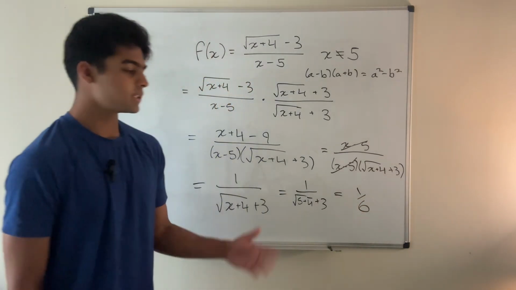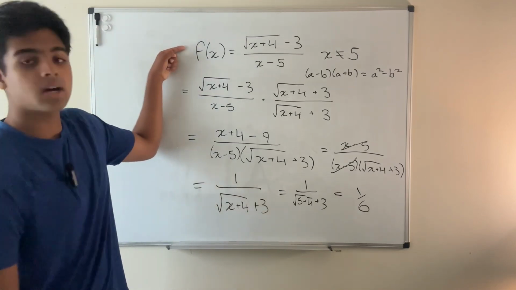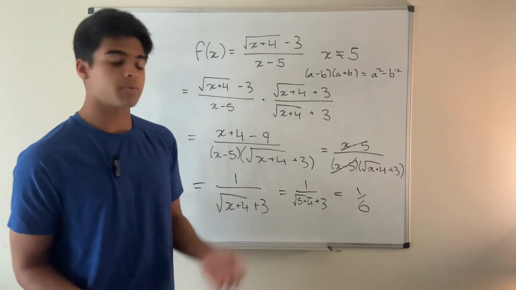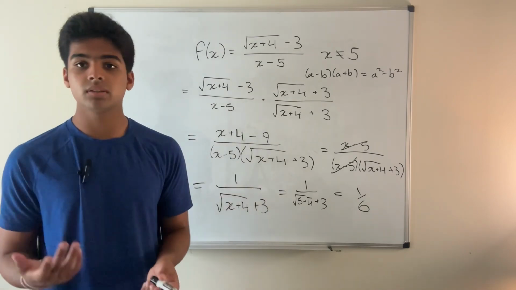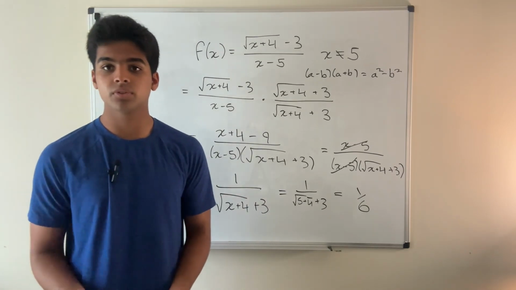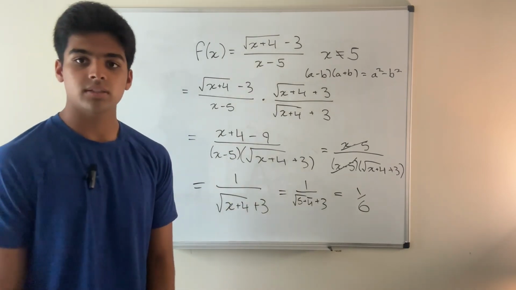So here we can see that this function, although it's the same exact function as the top function, all we did is multiply by the conjugate. It's the same exact function, except now it is continuous when x equals 5. And that's how we remove the discontinuity using rationalization.